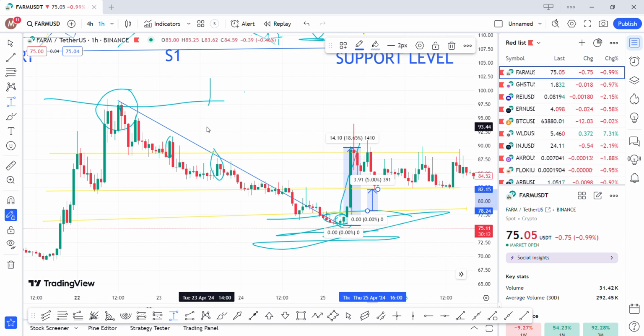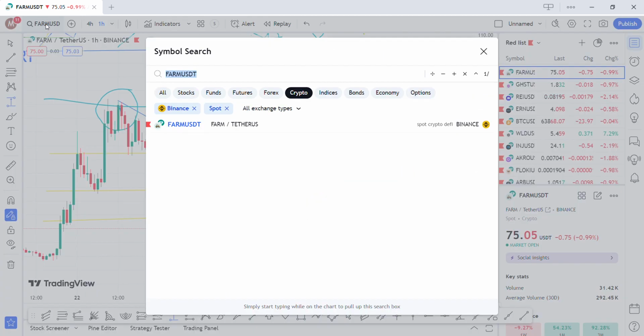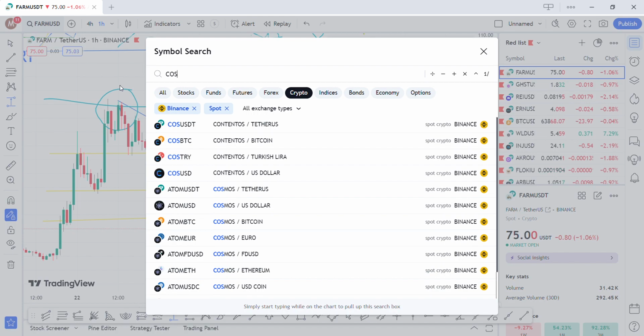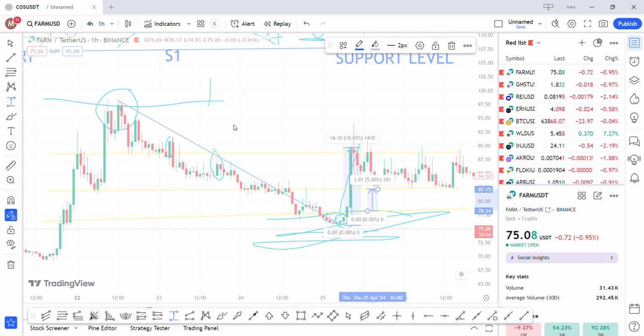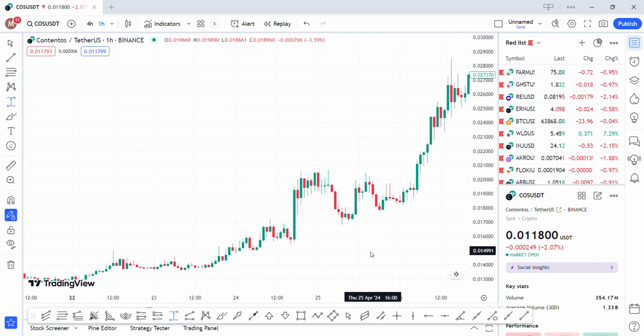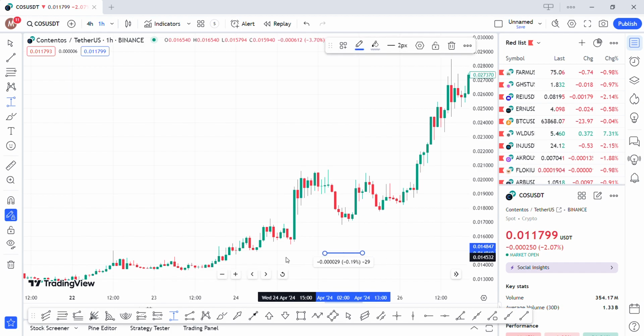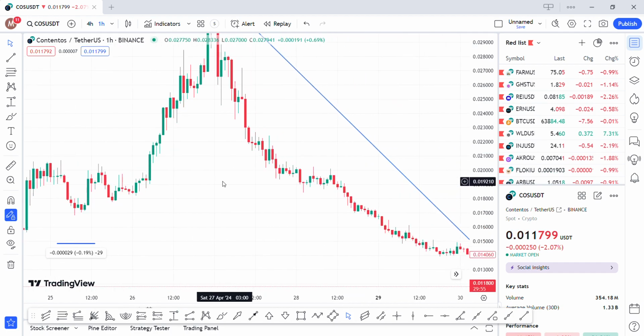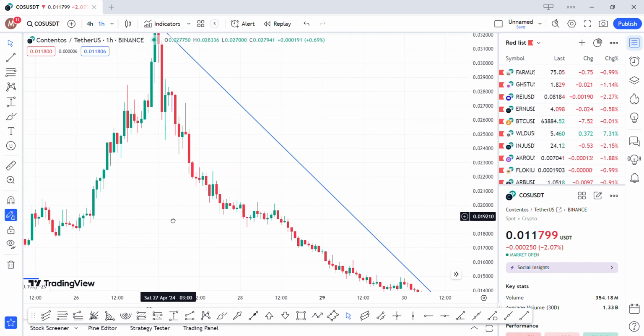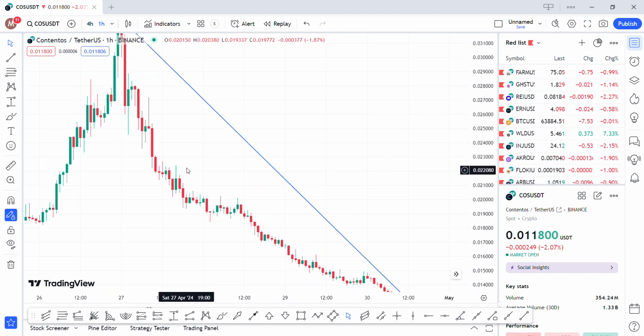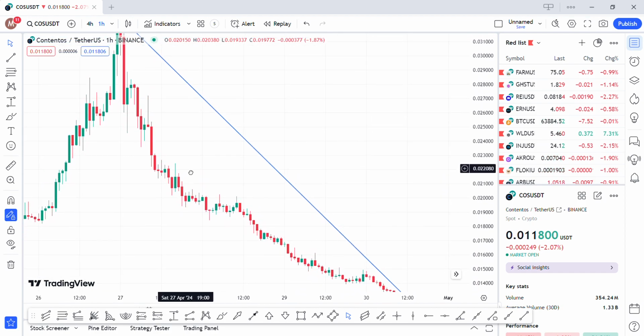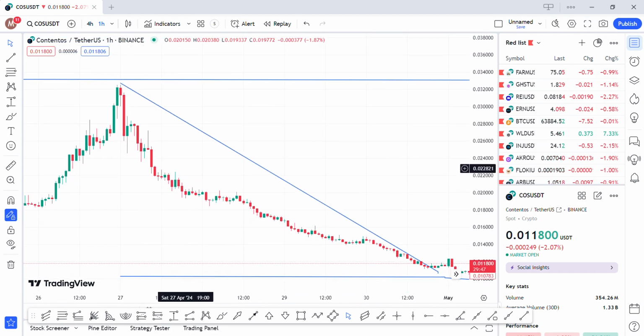Now let's take another coin, in the name of cost. Let's say cost against the USDT. All right, so let's track this one. Okay, fantastic. It's like I've drawn one before here. Now if you look at this particular coin, you will discover that this is the resistance, and this is the support.